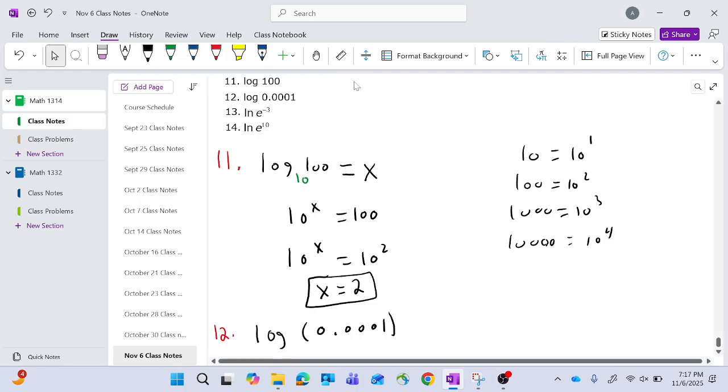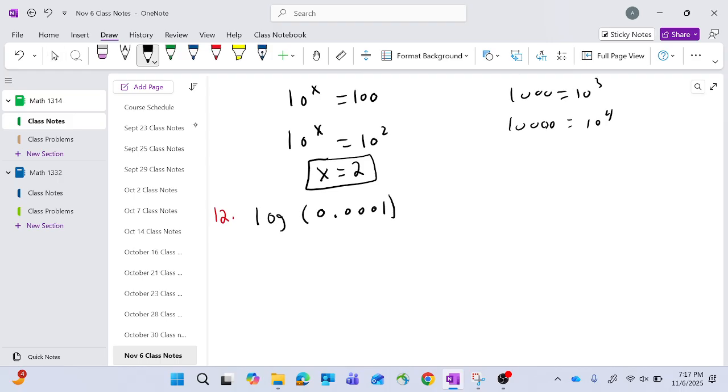All right, so 12, we have log of 0.0001. Well, we set it equal to x first. And that base is 10. Okay, so 10 to the x equals 0.0001.